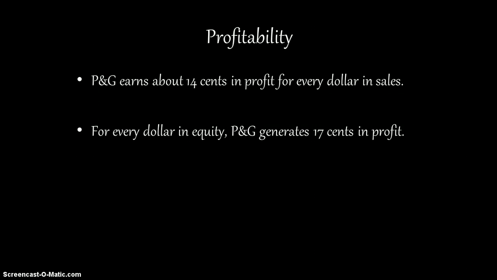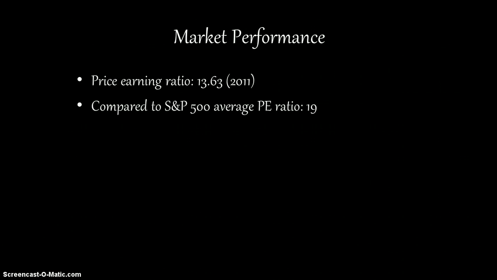Next is Procter & Gamble's profitability. In Procter & Gamble's case, the firm earns about 14 cents in profit for every dollar in sales, which is less than what they were earning in 2010, which was 16 cents. For every dollar in equity, Procter & Gamble generates about 17 cents in profit, a reduction from 2010 of about 20 cents. This is still a high number, meaning consumers have faith and belief in this company and interest rates must be low.